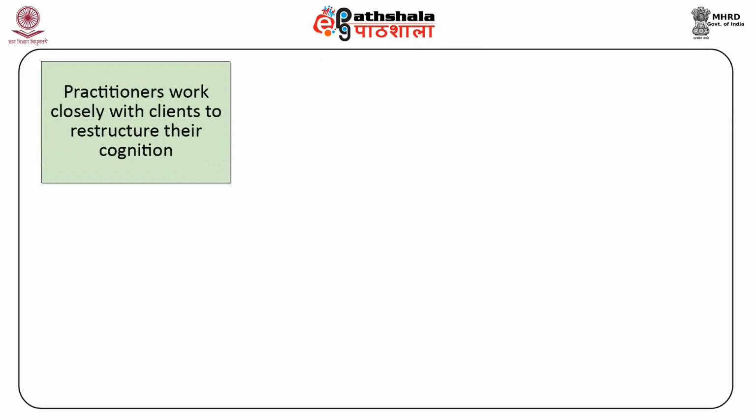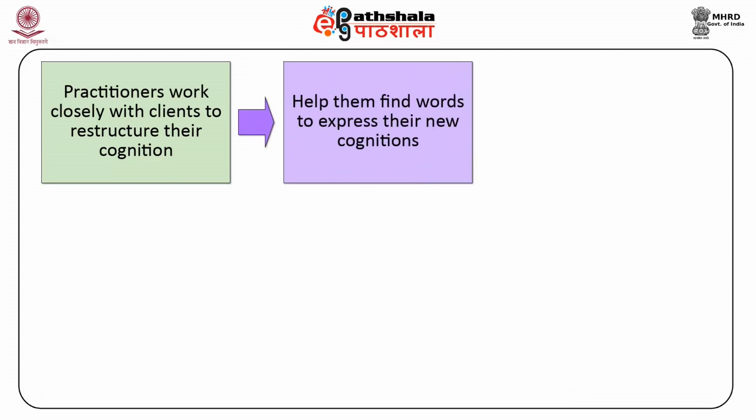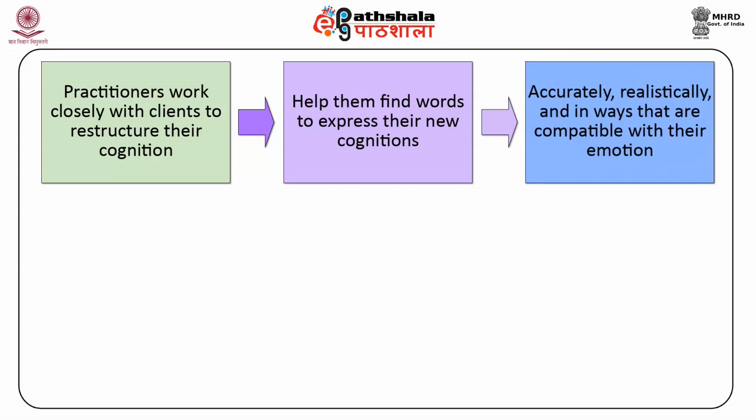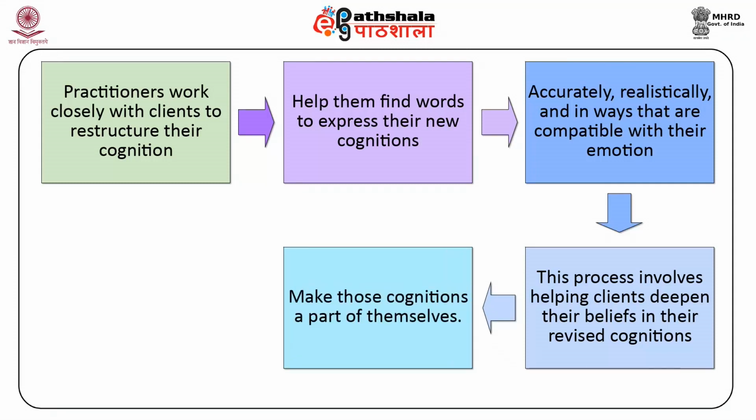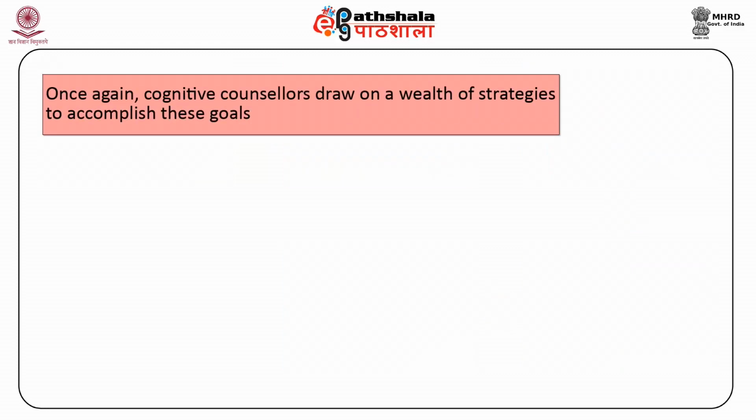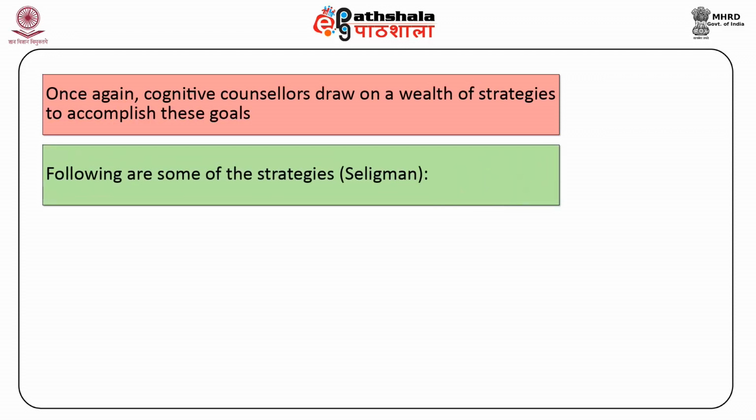Practitioners work closely with clients to restructure their cognitions and help them find words to express their new cognitions accurately, realistically, and in ways that are compatible with their emotions. This process involves helping clients deepen their beliefs in their revised cognitions and make those cognitions a part of themselves. Once again, cognitive counselors draw on a wealth of strategies to accomplish these goals. Following are some of the strategies.